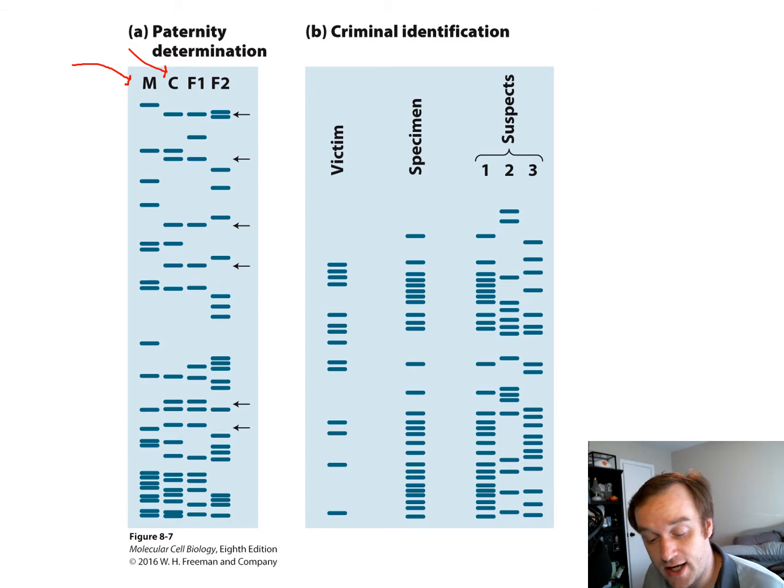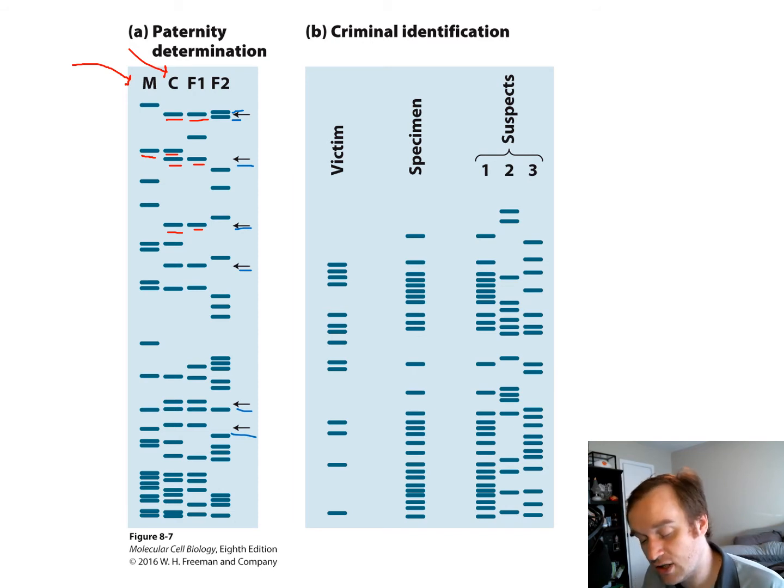So the child will have some of these repeats from the mother and some of them from the father. When you look at these columns, you can see that the child has this band here in common with father 1, this band in common with the mother, this band in common with father 1, and this band with father 1, etc. If you compare that to father 2, which I'll do in a different color here, blue, you see that father 2 doesn't share those bands where these arrows are, where the child has it. So this person would not be the father of this child.